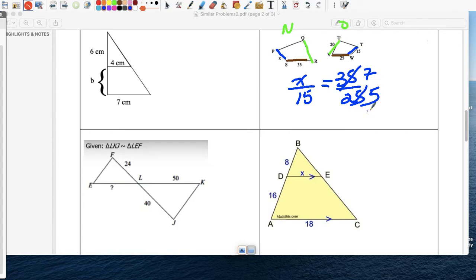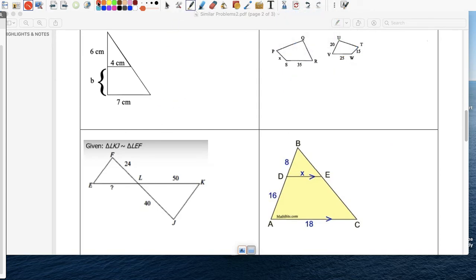Because how does a 5 become 15? It's times 3, so you would do the same thing on top and you get 21. But let's just skip this consistency. For 5x, we're going to cross multiply, equals 85, right? No, 105, sorry. Divide both sides by 5, x equals 21.